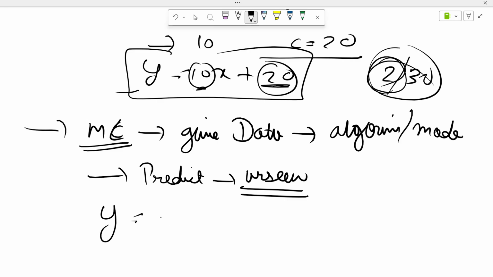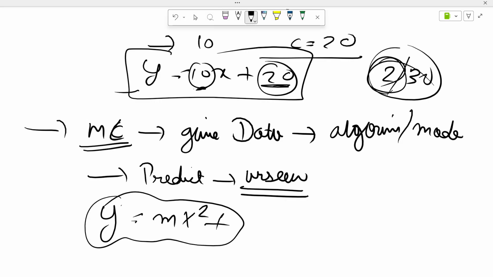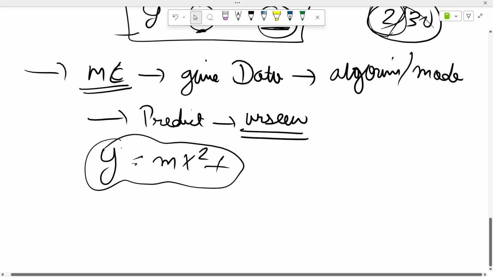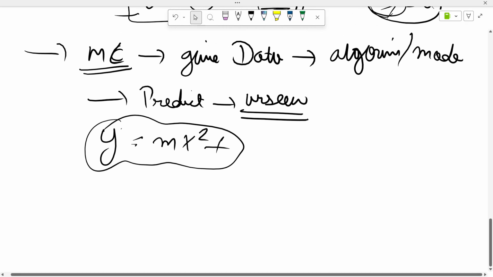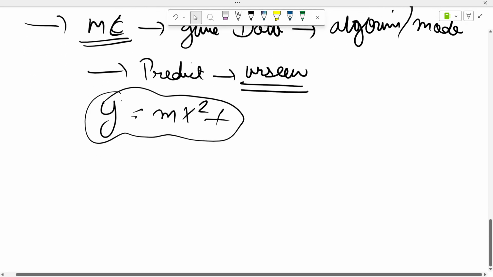Let's say y equals m x square. Maybe you need to square the variables and then you need to multiply, or some other relation will be there, quadratic relation, some other relation might be there. So like this, linear regression works.